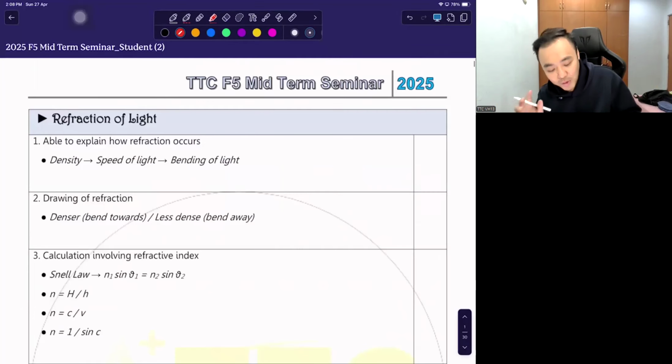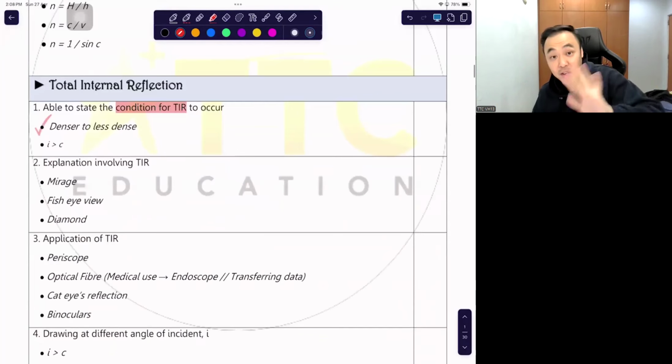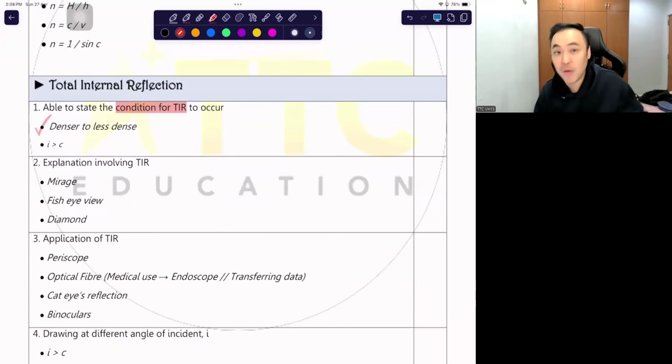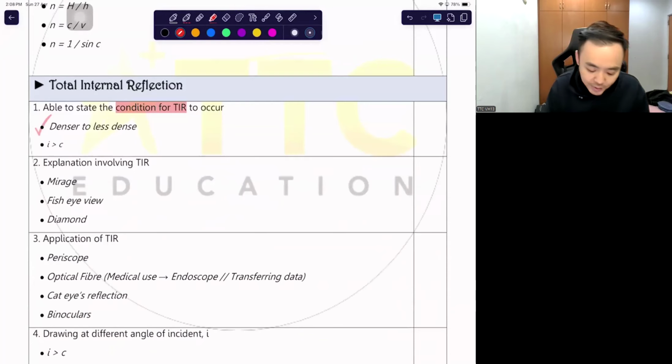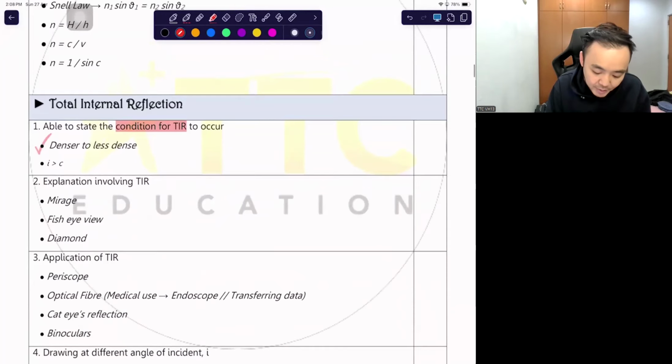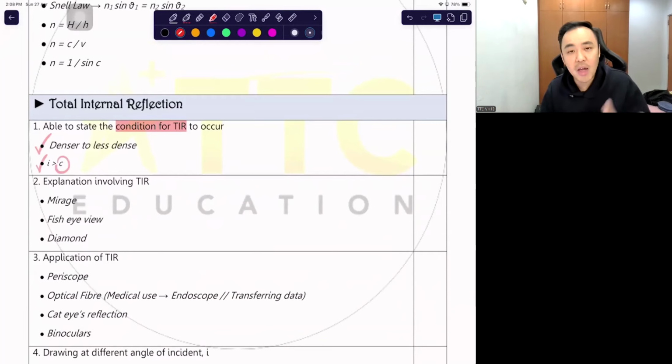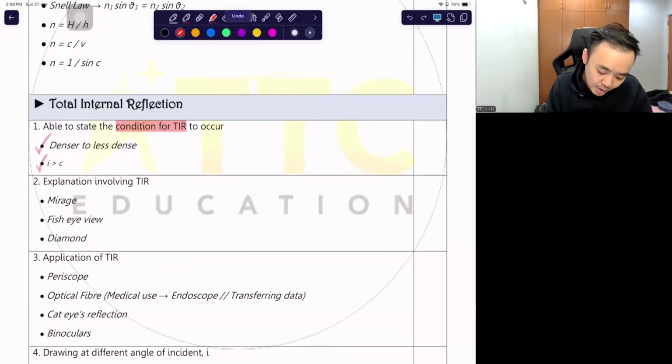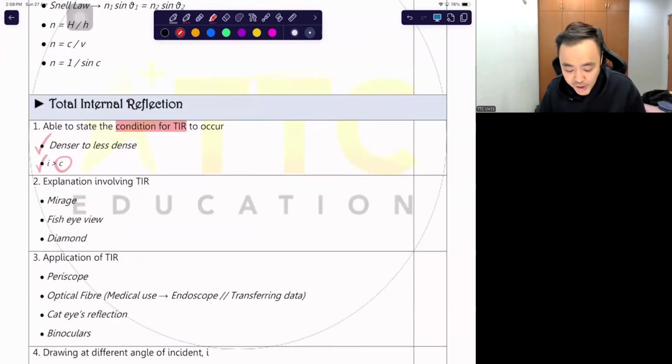Okay, now if it's total internal, number 1, denser to less dense, but not done yet. Denser to less dense could be refraction as well. Second thing, you check whether your incident angle is more than the critical angle. Now, this is one thing that I get asked a lot. Every time people ask me, hey, where is the critical angle? There's no where. You see, the critical angle, you calculate one.